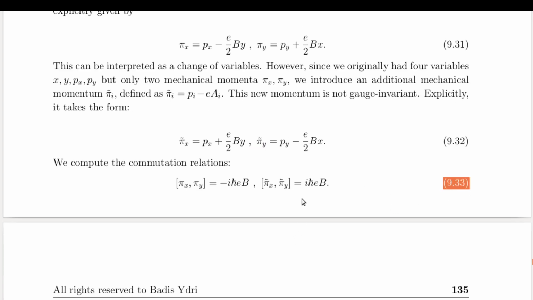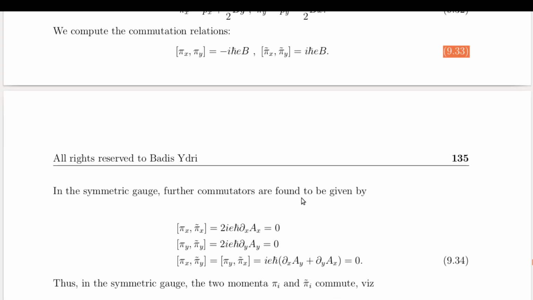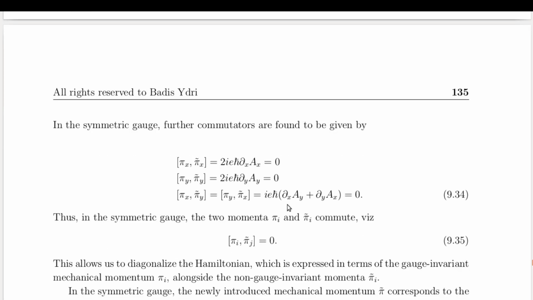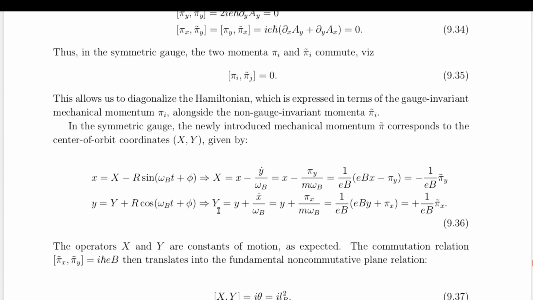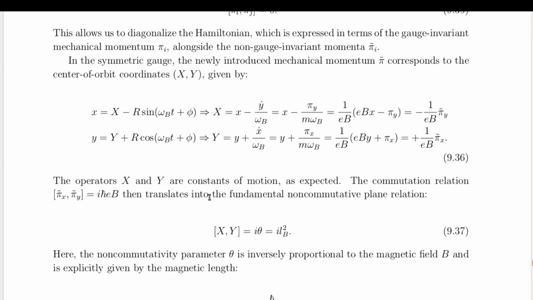The mechanical momentum determines the principal quantum number n, which labels the Landau energy levels, while the center of orbit coordinate defines an additional quantum number m that directly corresponds to the degree of degeneracy. This extra quantum number can be interpreted as the angular momentum quantum number. Furthermore, the center of orbit coordinates satisfy the algebra of the noncommutative plane.